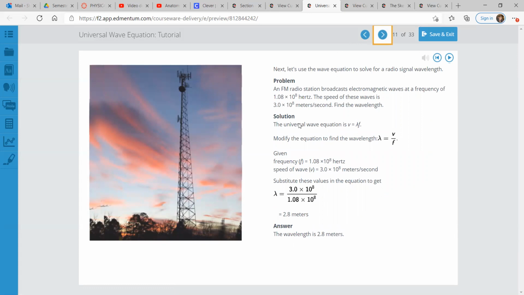Here's another example. You're given the frequency and the speed. Now you're solving for the wavelength. So you rearrange the equation to solve for wavelength. Wavelength equals speed divided by frequency. And then you just plug in the numbers. No problem.